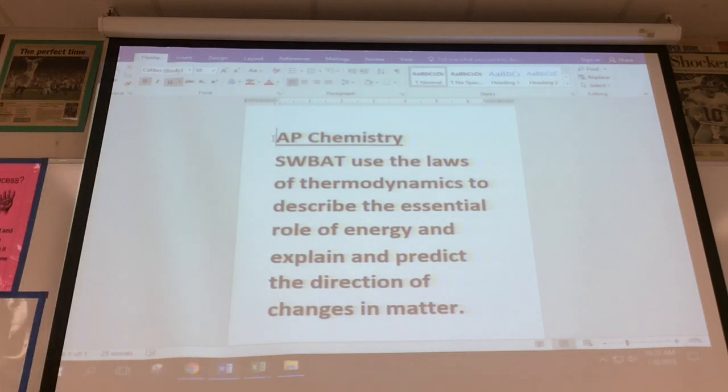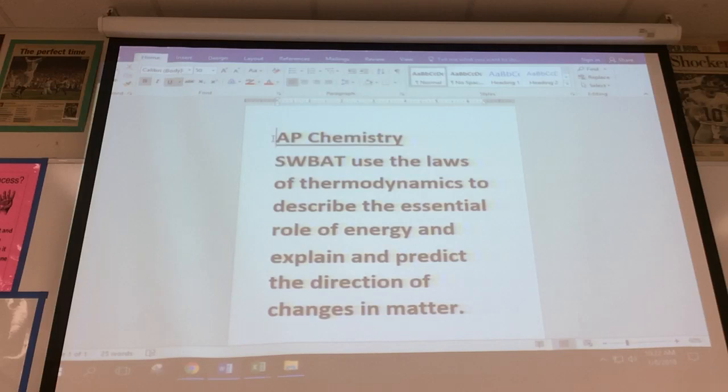Today we'll be introducing Big Idea 5, very broad in nature, and we are going to use laws of thermodynamics to talk about the roles that energy plays in chemical as well as physical reactions, and we'll be able to explain and predict changes in matter based on their directionality. Very, very broad Big Idea.